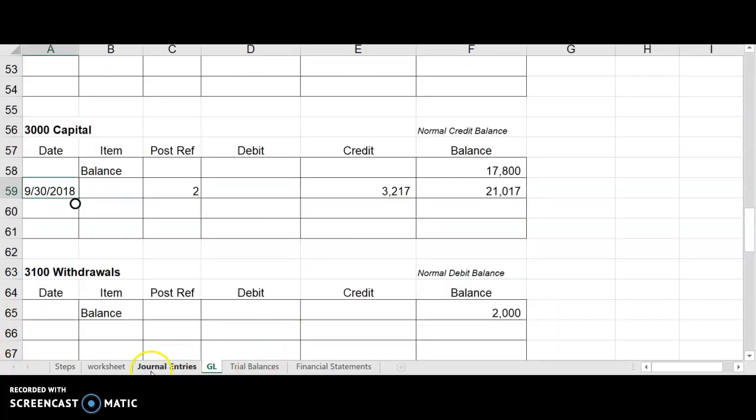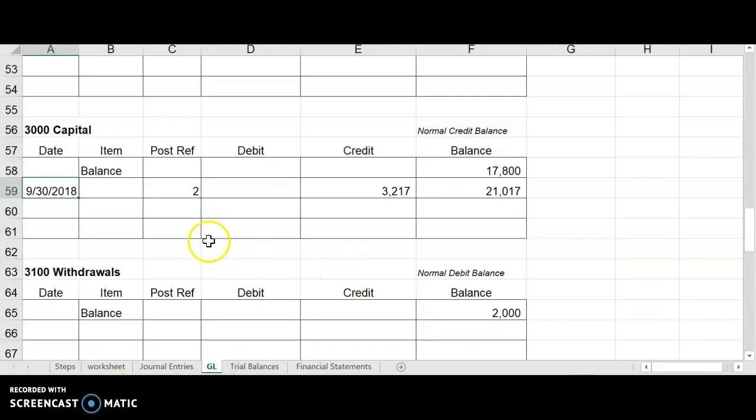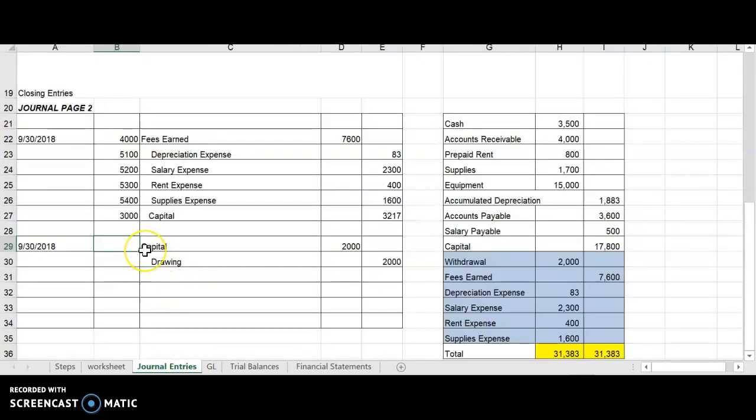Okay. Now we need to look at capital. This time we are debiting capital for 2,000. So this time what we'll do is we'll debit it, and it has a normal credit balance, so we will need to subtract 2,000 from 21,017, so we get 19,017 for a new capital balance. It came from journal page 2, and it's account number 3000.